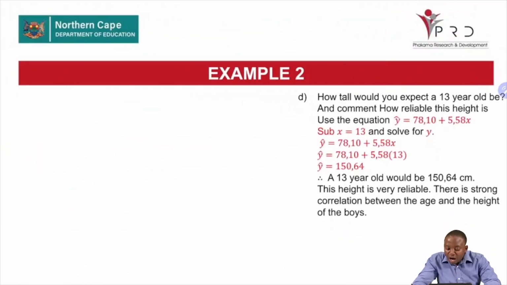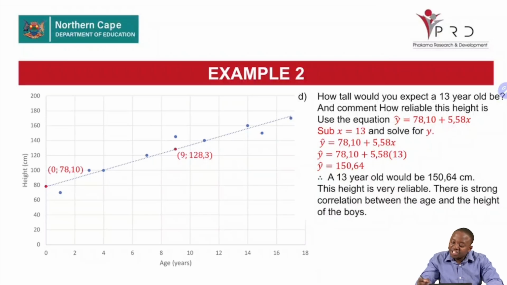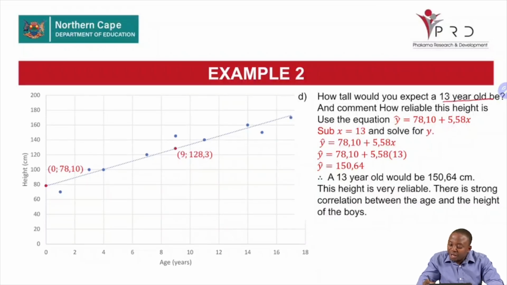So they said, how tall would you expect a 13-year-old to be? And comment on how reliable this height is. Let us check. For the 13-year-old we were given an age. So the age is 13. You go to the scatter plot. Where is the age? Our age is on the x-axis in this case. So x in this case will be 13. That's what will represent our x value.